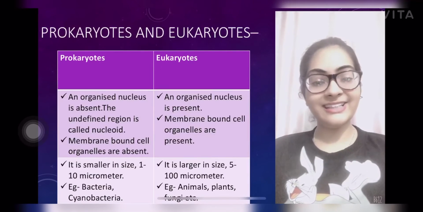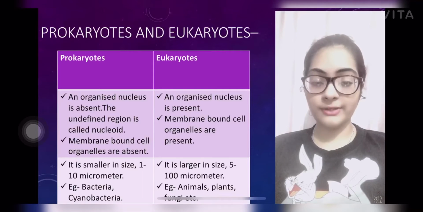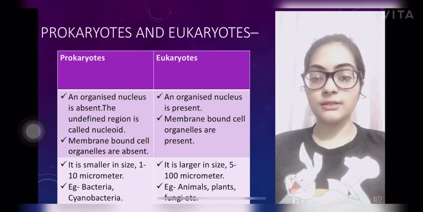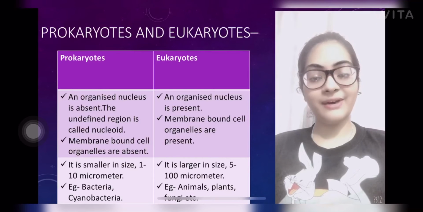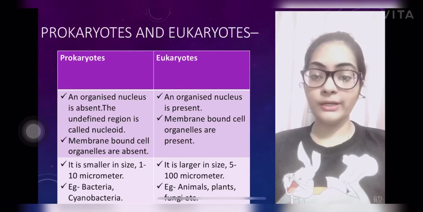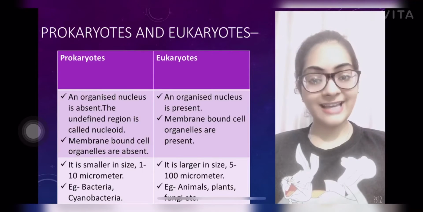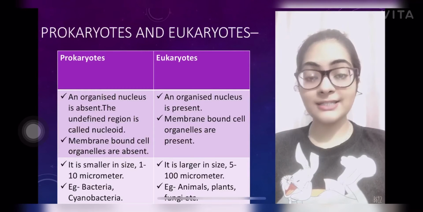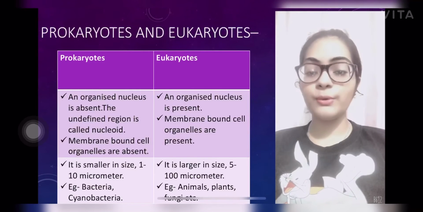Come on, students, now let us move on to eukaryotes and prokaryotes. The first point of difference is prokaryotes do not have a well-defined nucleus. What do I mean by well-defined nucleus? Well-defined nucleus means membrane-bound nucleus. So, membrane-bound nucleus is absent in prokaryotes, whereas in eukaryotes, membrane-bound nucleus is present.